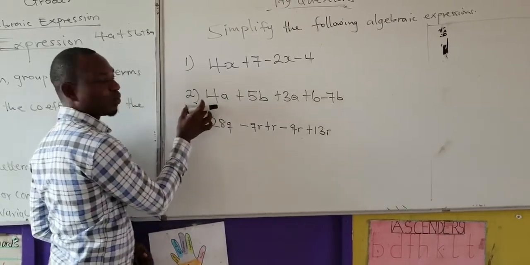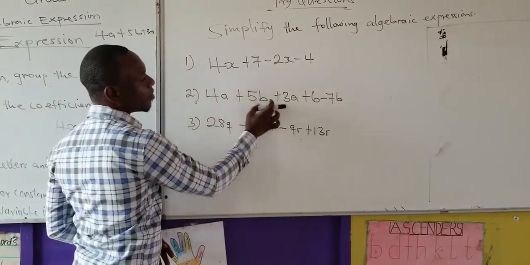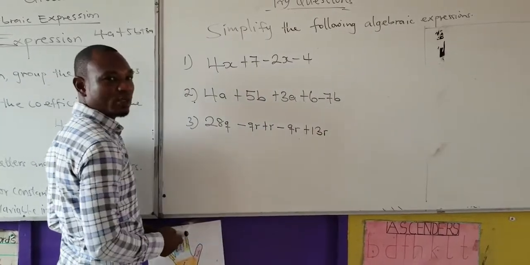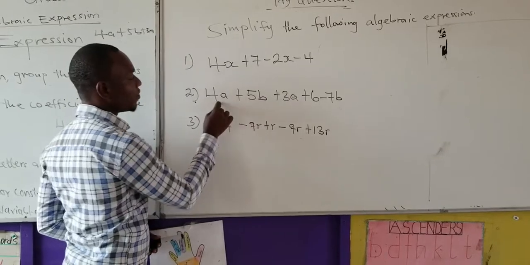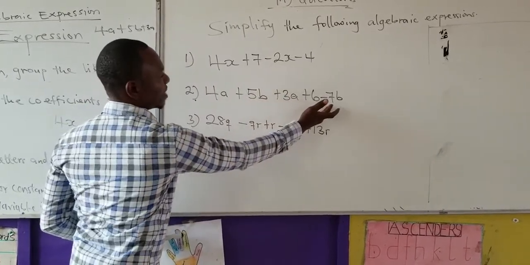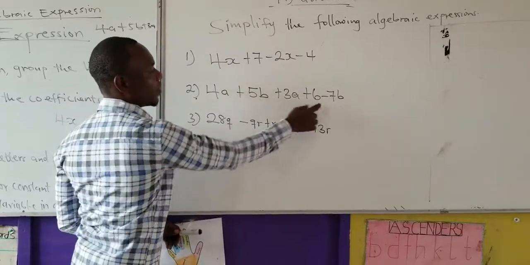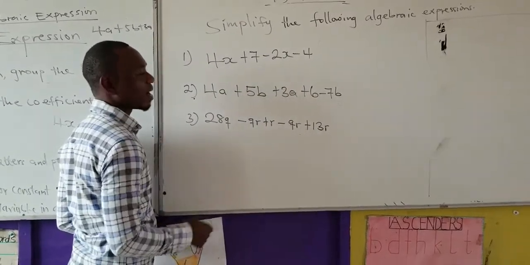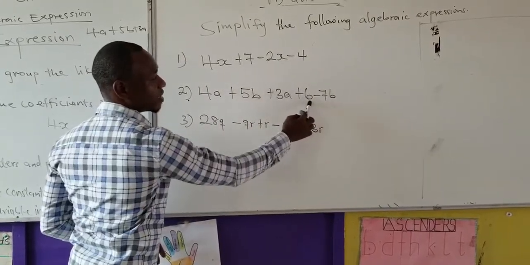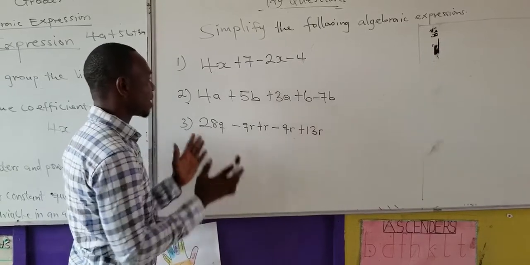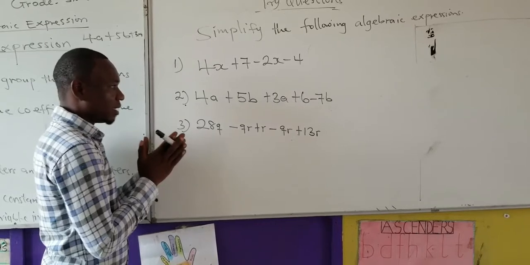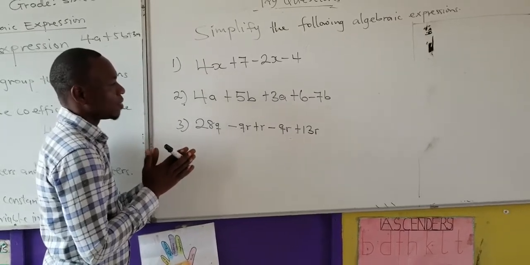Then you look at number 2, 4a plus 5b plus 3a plus 6 minus 7b. So here too, you know the like terms, right? 4a and then 3a, they are like terms. 5b and then minus 7b are like terms, they all have coefficient and then variable of, they all have variable of what? B. And then the 6 is constant, it doesn't have any pattern. So you just group them, you add or you subtract, depending on the operation sign.